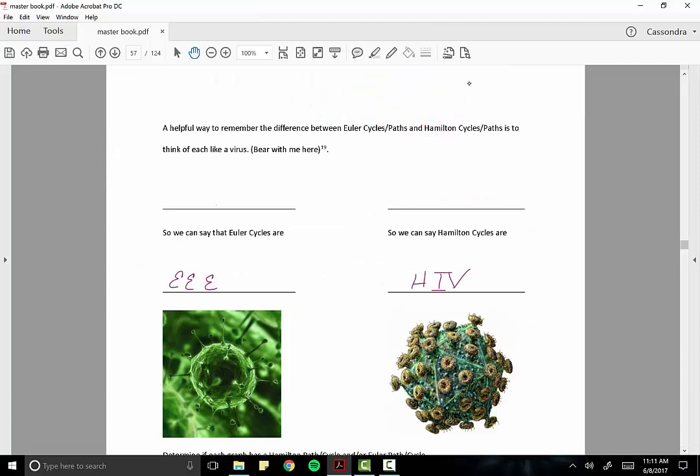A helpful way to remember the difference between Euler cycles and paths and Hamilton cycles and paths is to think of each one like a virus. So Euler is every edge. So it's like the triple E virus. Hamilton deals specifically with vertices. So HIV.